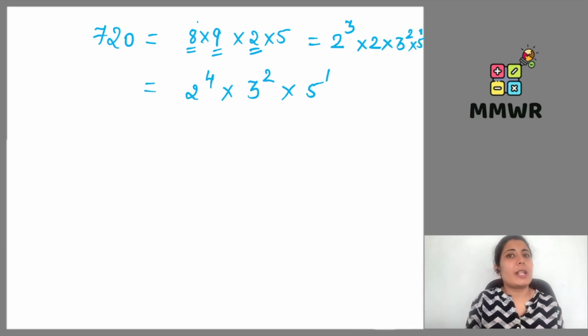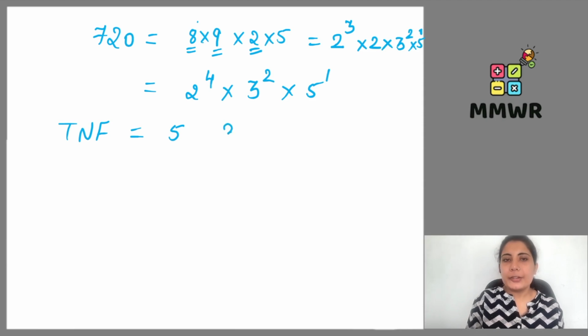After getting the prime factorization this way, we simply have to find the total number of factors for 720, which is taking the successor of each and every power of the prime numbers. So, 4 is there in the power of 2. Then I have 2 in the power of 3.